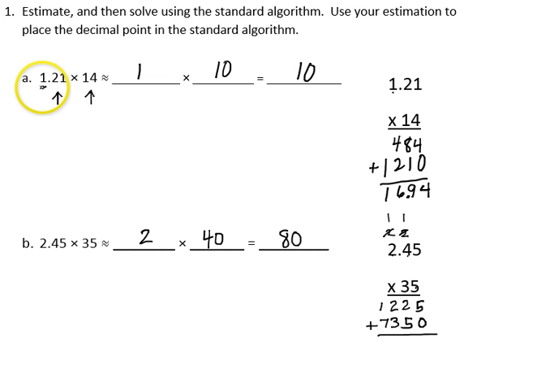I'll add these. I get 5. 2 plus 5 is 7. 2 and 3 is 5. 1 and 7 is 8. So I know my final answer has to be near 80, and I can put my decimal point between the 5 and the 7, which gives me that final answer of 85 wholes, 75 hundredths. That's the closest I can get to 80 when I place my decimal point.